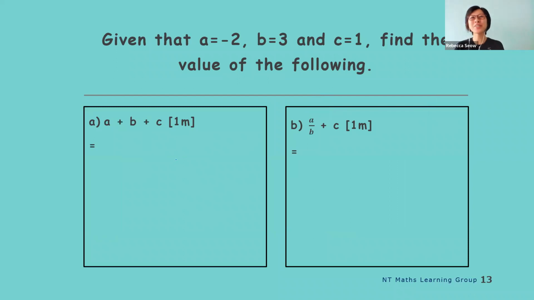Now we move on to substitution. We're given A equals -2, B equals 3, C equals 1. Let's find the following. For question A, since A is -2, because of the negative sign, let's put a bracket over A, then plus B. For B, we can just put 3 as it is because there's no negative sign. C will be just 1. So we could input everything into the calculator.